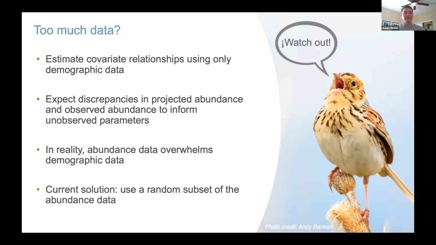So our current, though not ideal solution, is to use a random subset of the abundance data. And currently we're using about 15% of the IMBCR data. And we plan to increase that proportion to the full data set that we're using to see where things start to break down. So with that, I will hand it back over to Mo.